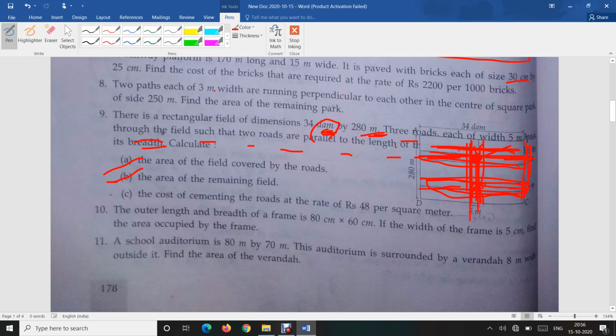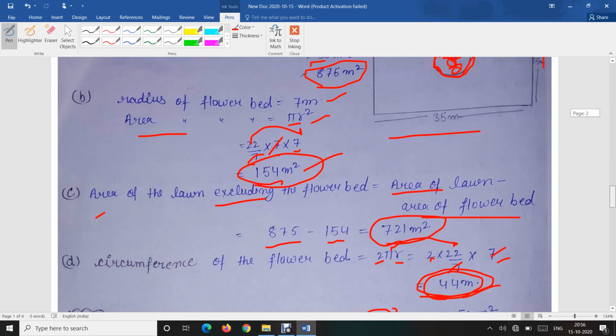And in the second part you have to find out the remaining field. The cost of cementing the roads is at the rate of 45 per meter square. That means you have to find out the cost for the roads, that means these three roads. So let's see the solution for this question also.